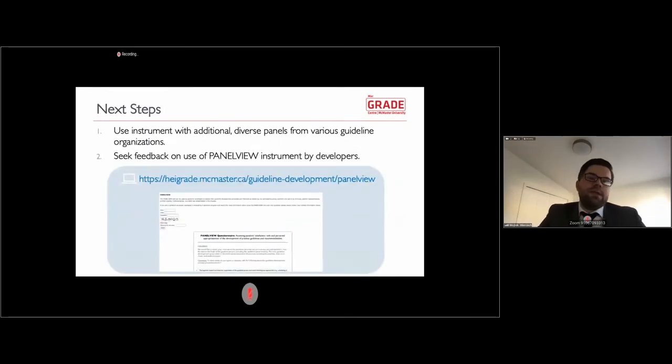And for next steps of the research, we would like to use an administrative tool with additional diverse panels from various guideline organizations, as well as seek feedback on the use of the panel view instrument by guideline developers. And we have on our website a contact form to contact us if you have a guideline panel that you're working with and would be interested in administering the panel view instrument to evaluate the process. This is currently available, and we would look for any opportunities that you might have with your guideline panels to use the tool.